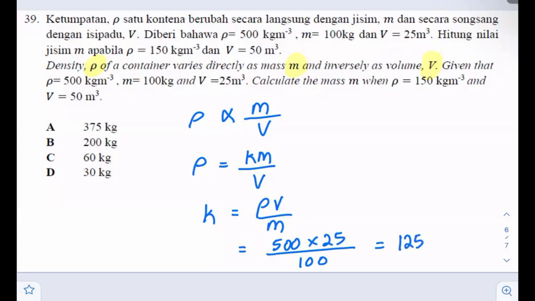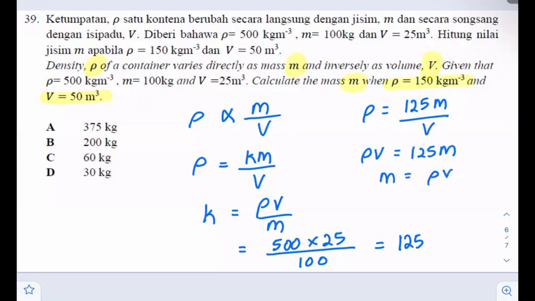So let's rewrite the equation. Rho equals 125 M divided by V. And now we need to find what M is when rho equals 150 and V equals 50. So we have to find the equation for M. So rho V equals 125 M and M will be rho V divided by 125. So put in all the given numbers, 150 multiplied by 50 divided by 125. And we got 60. So the answer will be 60.